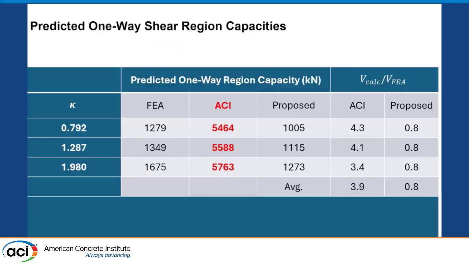Now, if you go to the one-way region, ACI is extremely conservative, assuming really high strength, while the finite elements and proposed methods are conservative compared to finite element analysis. We really have only finite element analysis to look at. And ACI is very unconservative for one-way shear.